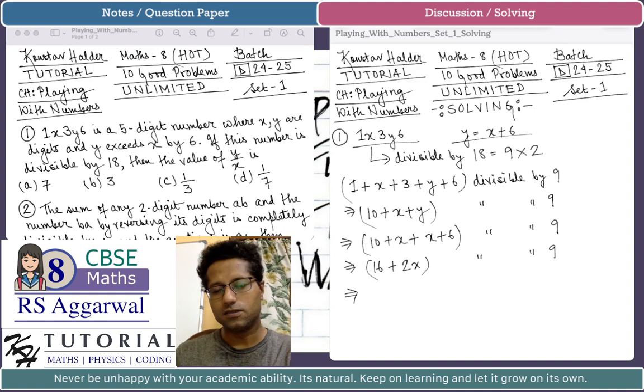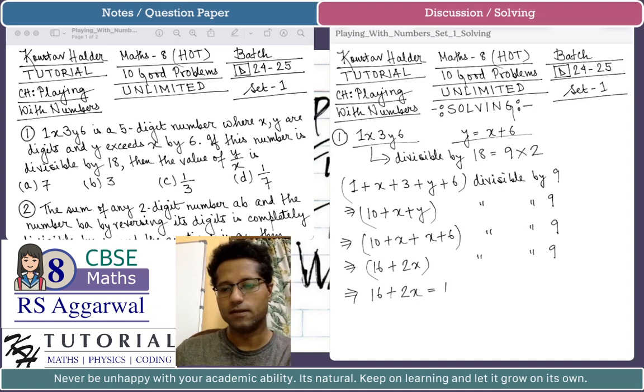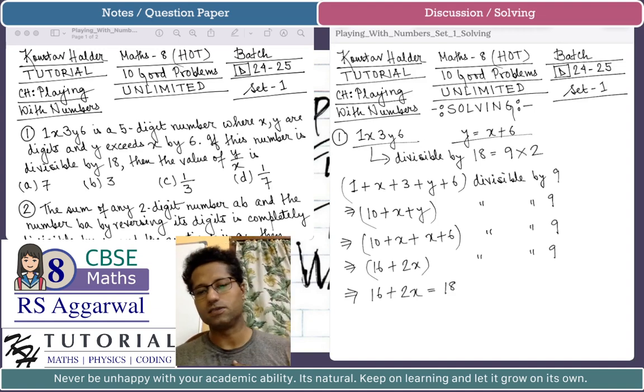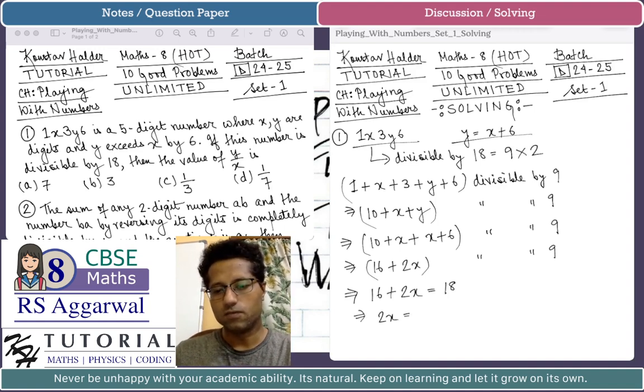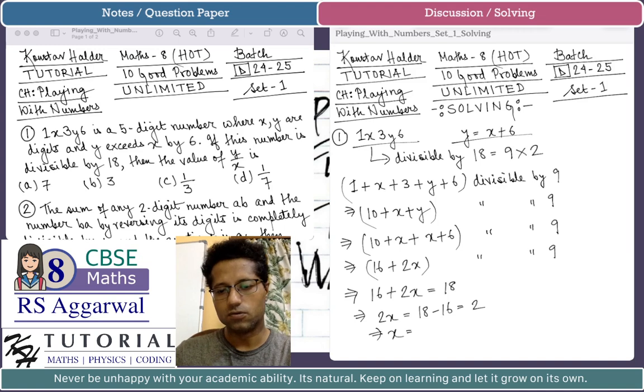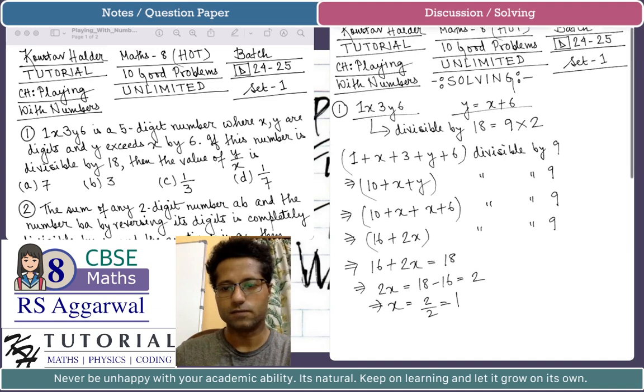So from here we can clearly say that 16 plus 2x must be equal to 18, because the next number after 16 which is divisible by 9 is 18. Okay, so this implies 2x is equal to 18 minus 16, which is 2. This implies x is equal to 2 by 2, which is 1. So x is 1.